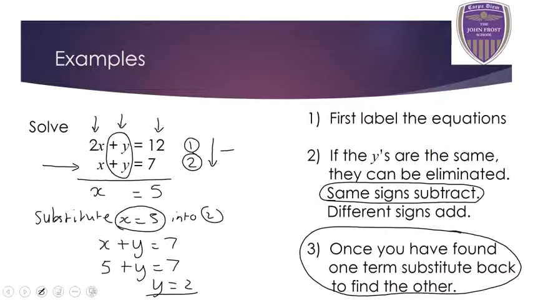We have now managed to solve this pair of equations simultaneously. x equals 5 and y equals 2. So write down your solutions and make it really clear what we have found.